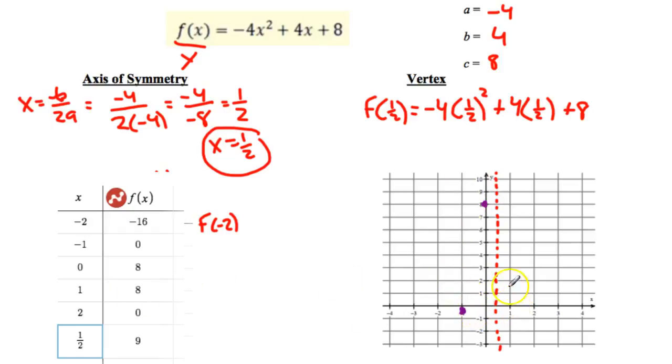1, 8, 1, 8, alright, that's right there. And 2, 0, that's right there. So you can see all these points, they kind of have matching points, and they're the same distance from the axis of symmetry. In the vertex, right? So that's on the axis of symmetry. X is 1/2 and y equals 9.